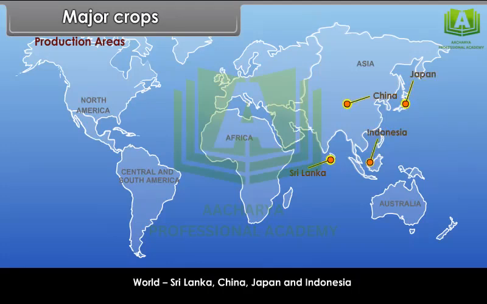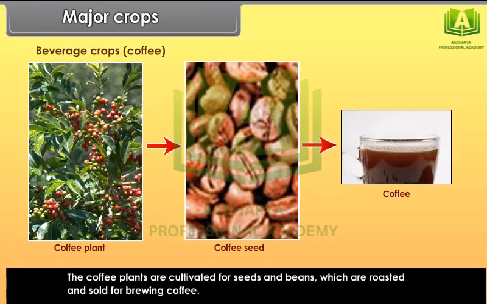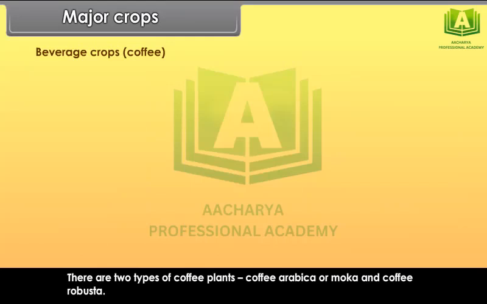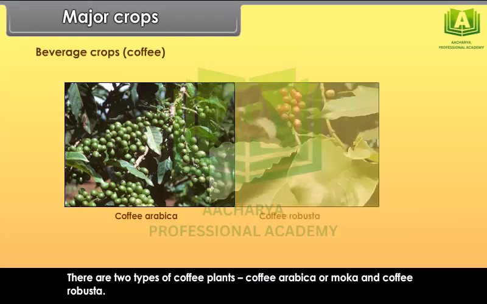Coffee. Coffee is the second largest beverage after tea. The coffee plants are cultivated for seeds and beans, which are roasted and sold for brewing coffee. There are two types of coffee plants: coffee arabica or mocha and coffee robusta.